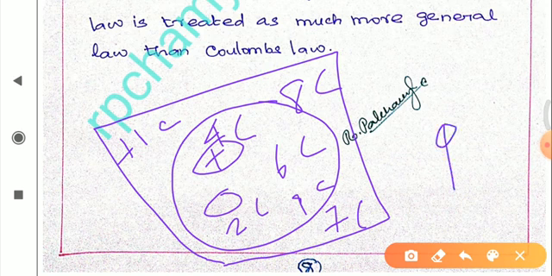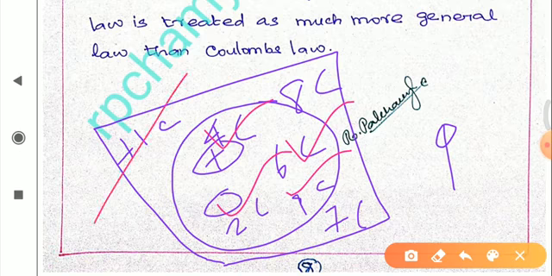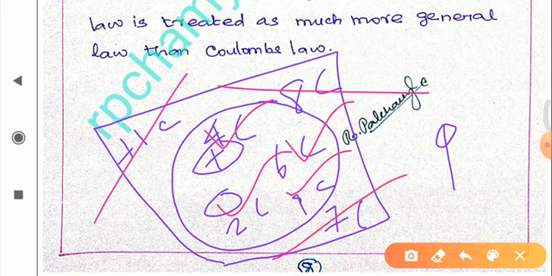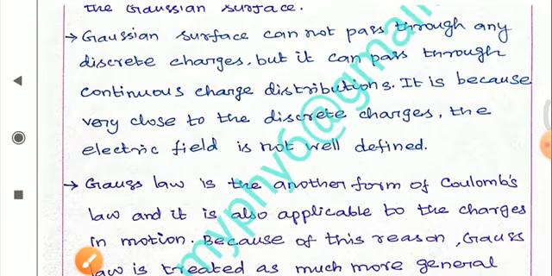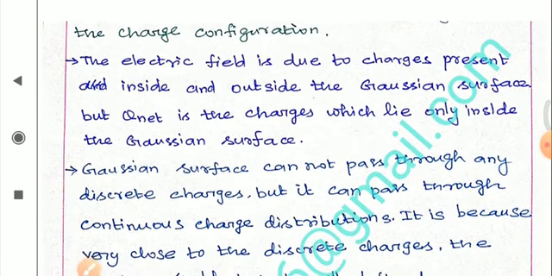Here we have to calculate what are the charges located inside the Gaussian surface: 4 coulomb, 6 coulomb, 2 coulomb and 9 coulomb. We should not calculate 1 coulomb, 8 coulomb and 7 coulomb. Only the charges which are located inside the closed surface should be taken into account to find the value of flux. Okay, that is the meaning of this point.